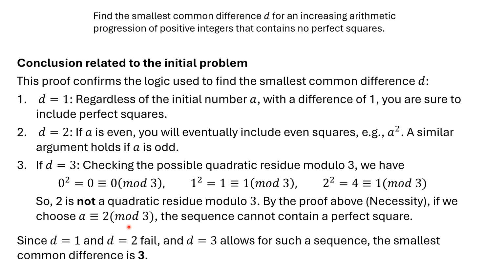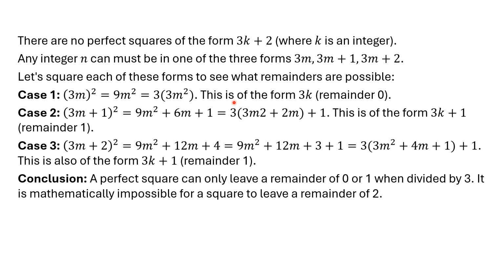And I have another way of showing this third case on the next slide, which is a little bit more direct. It doesn't involve the theorem that we proved on the previous slide, so we'll have a look at that. So let's prove the case d equals 3 another way. What we'll prove is there are no perfect squares of the form 3k plus 2, which is equivalent to saying that if you start with an initial value of a equals 2 mod 3 for our arithmetic progression and take d equals 3, then you're not going to hit any perfect squares.